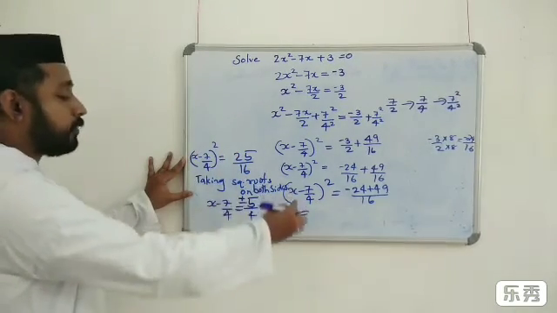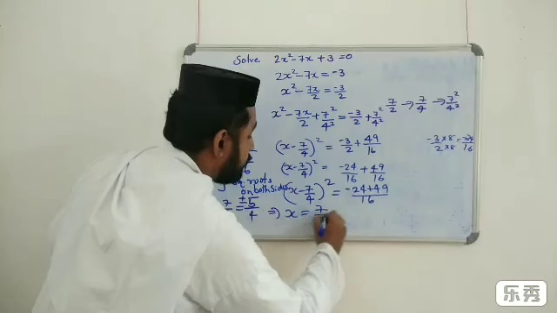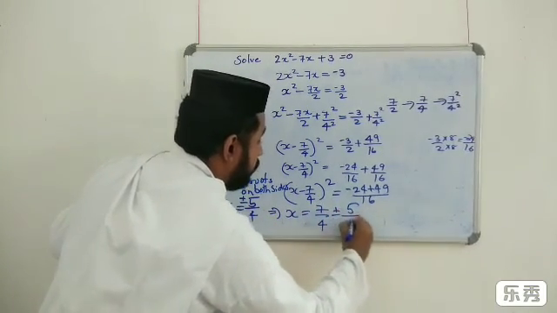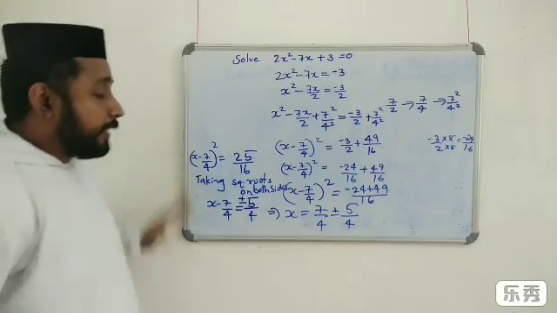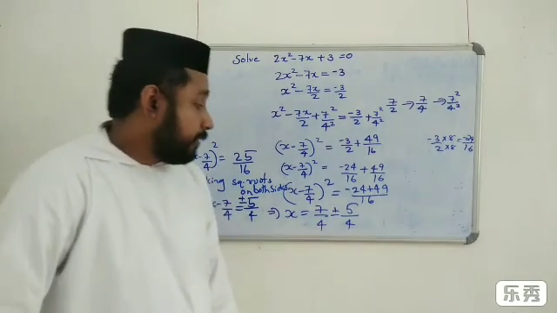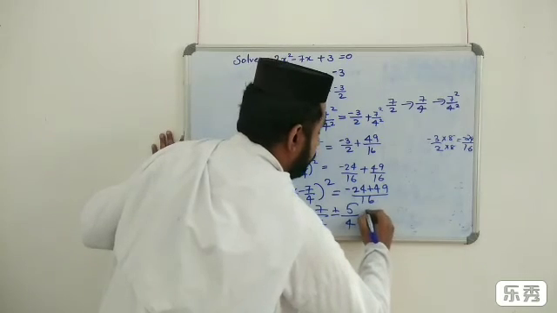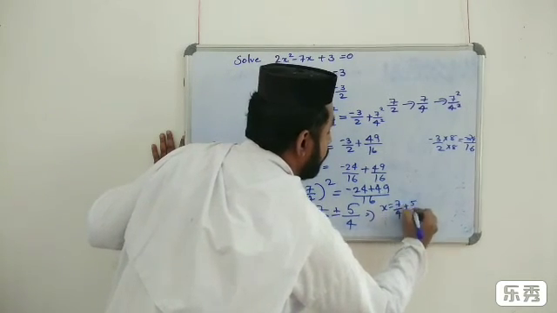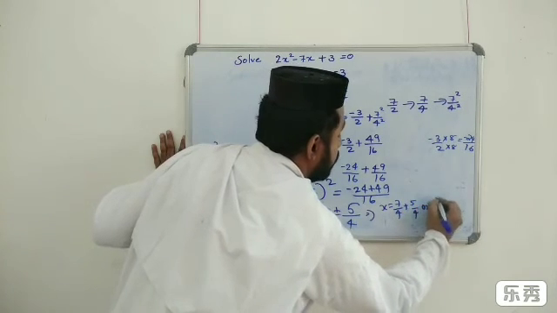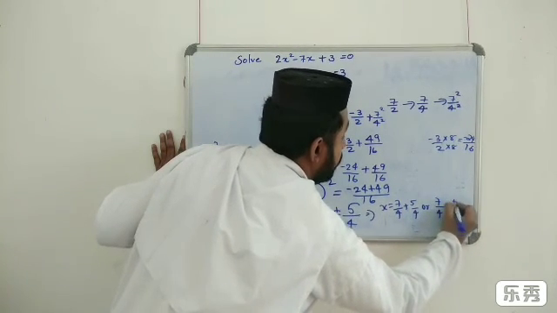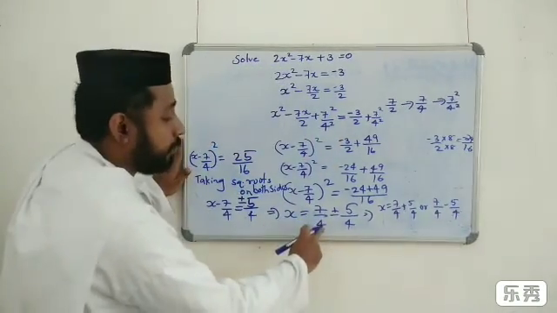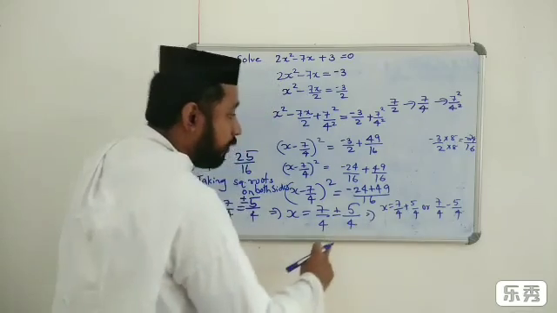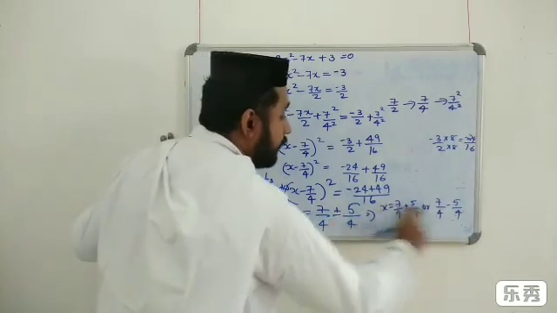when minus 7 by 4 comes to the RHS, it becomes plus 7 by 4. Plus or minus 5 by 4 is there. So we got x is equal to 7 by 4 plus or minus 5 by 4, which means x is equal to 7 by 4 plus 5 by 4, or x is equal to 7 by 4 minus 5 by 4.